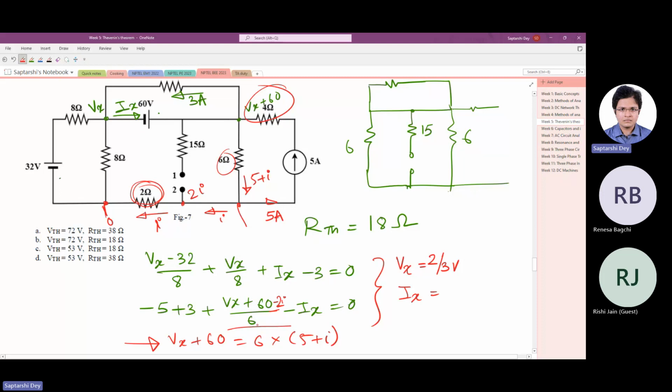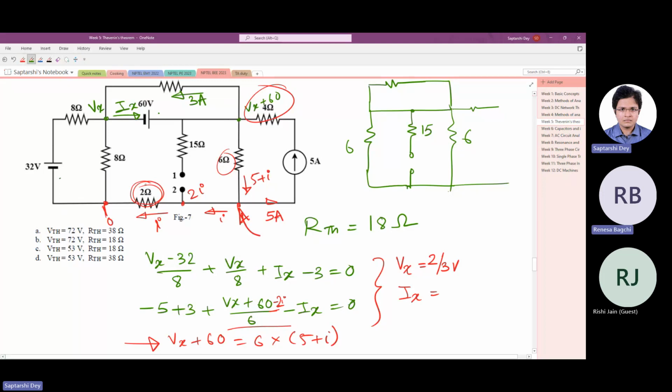So I can now write in the third term of the second equation, Vx plus 60 minus 2I by 6. This corrects the second equation, but we have one more unknown. To do that, we apply KVL in this node, which gives us 5 plus I ampere current going down in the 6 ohm resistance. And we can write a third equation that Vx plus 60 is 6 ohm times 5 plus I. Now we have three equations and three unknowns. First equation is correct, yes. This 2 ohm resistance created the problem.